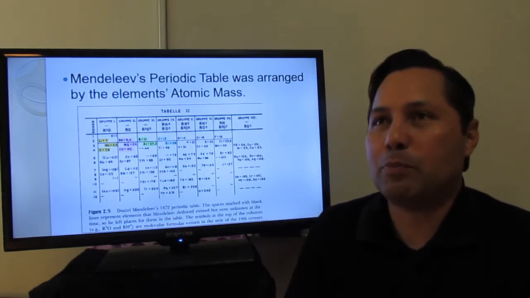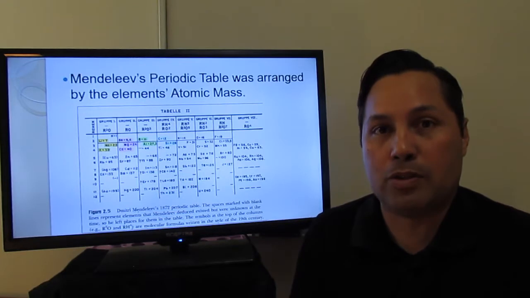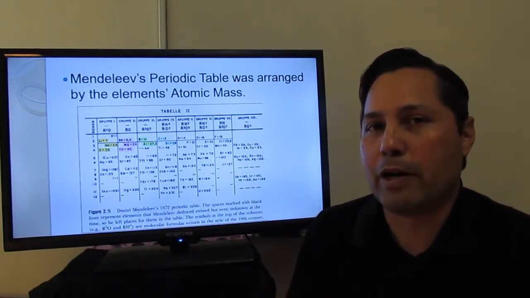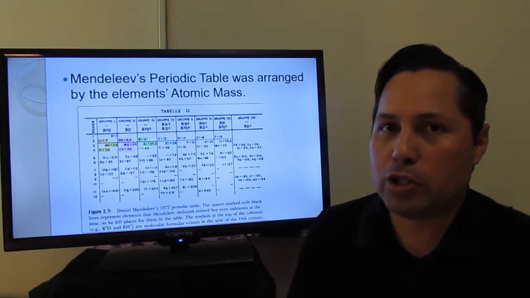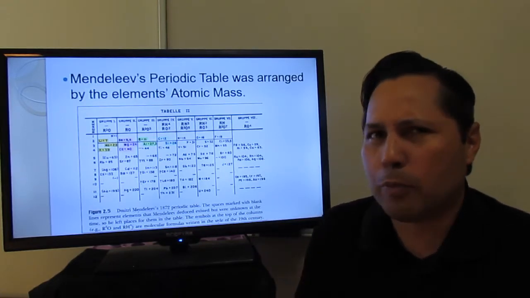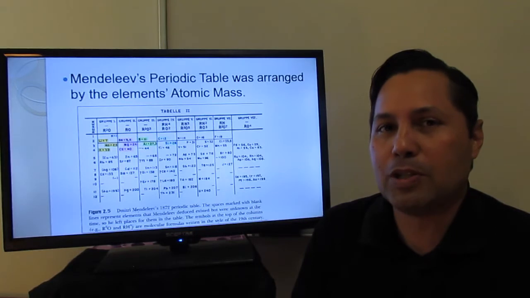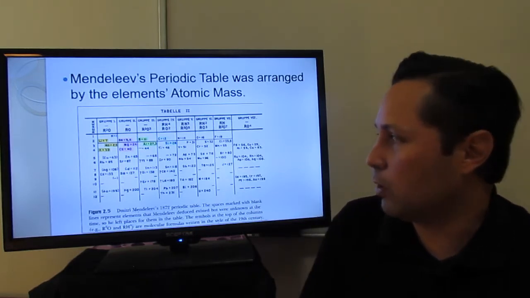Not only did he predict that there were other elements that had not been discovered, he also made predictions about how those elements would look, how they would react to water, to electricity, and he wrote down their approximate density. So he made a lot of predictions about these elements that had not been discovered.